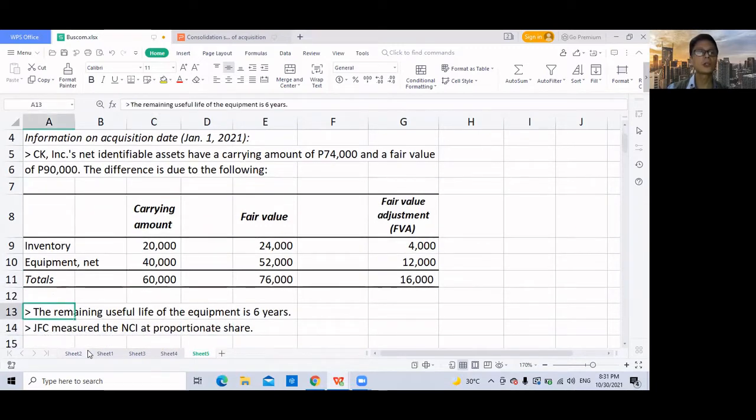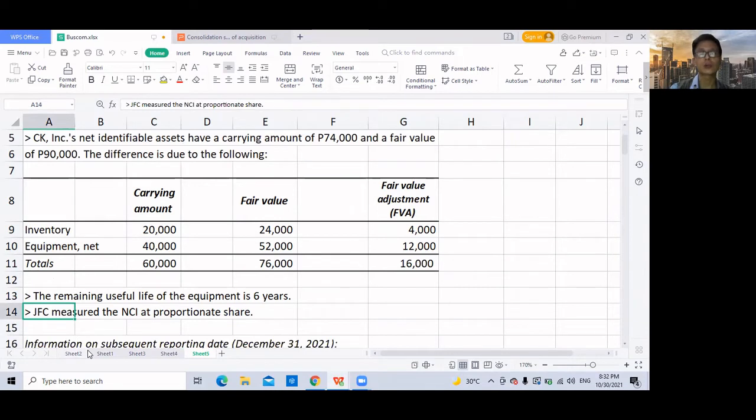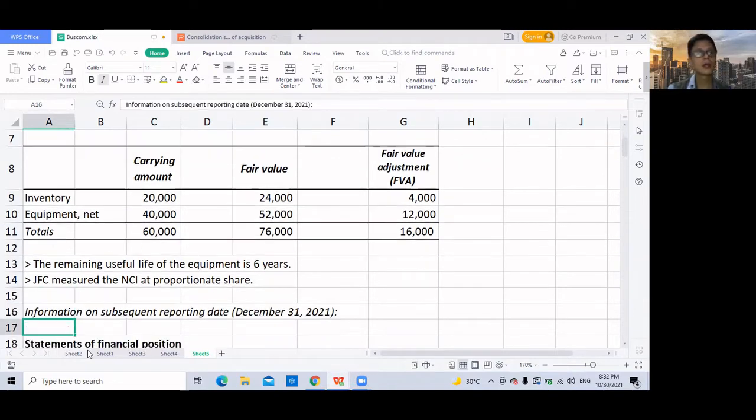Now, information includes the remaining useful life of the equipment is 6 years. Okay, so may depreciation expense yan. No? Okay, so and then JFC measured the NCI or non-controlling interest at proportionate share. Okay, so ayun yung percentage doon, no? Okay, exclusive of yung percentage na ni parent.